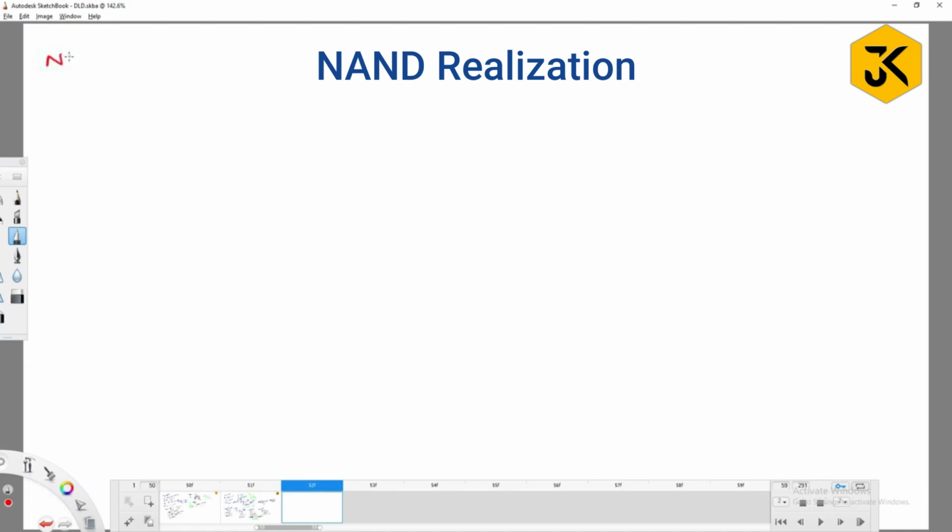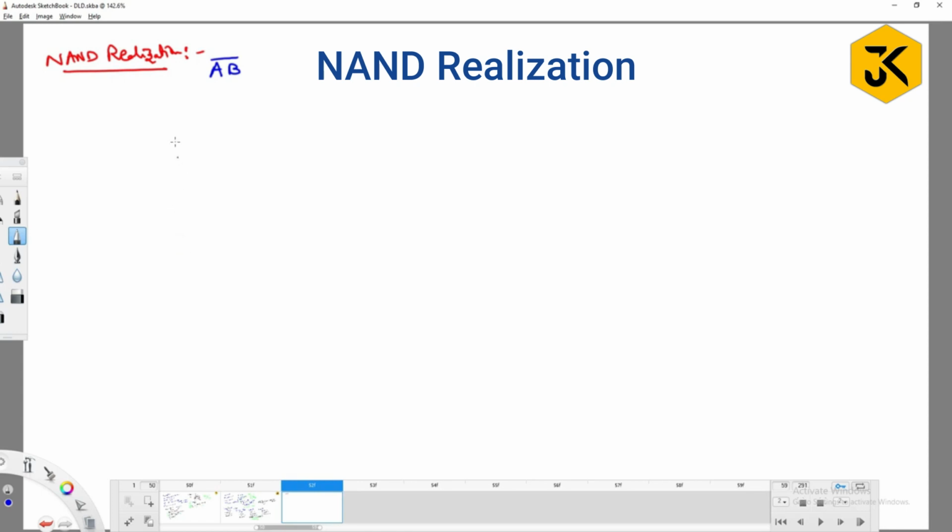See, if you observe how the industry is using NAND gate, that is what I'm calling NAND realization. Okay, realization is a technical term. Realization means NAND gate implementation only. Okay, guys. So NAND gate means what? Your result finally should be A into B complement, whole complement.